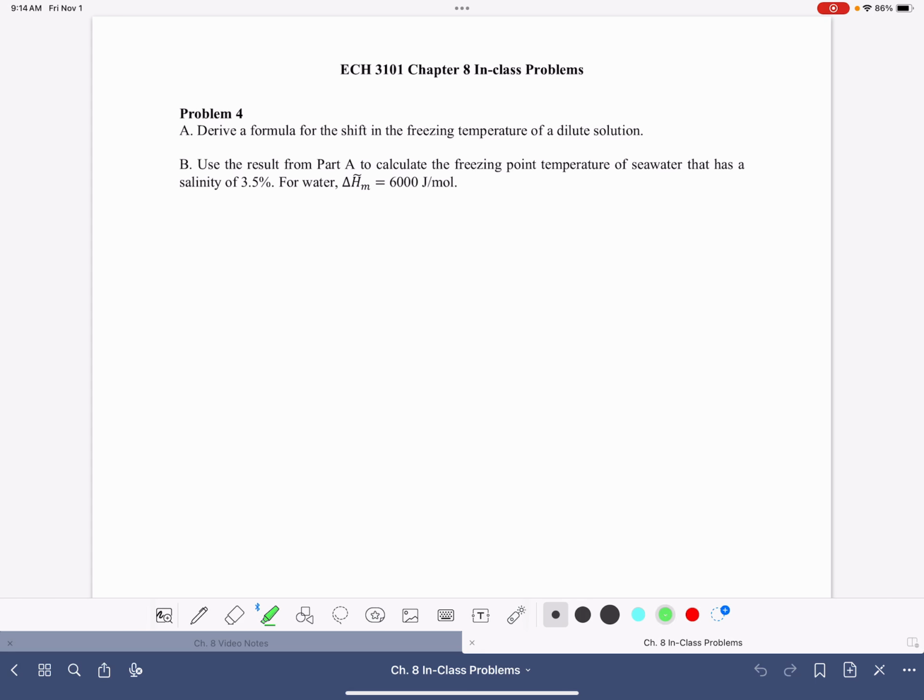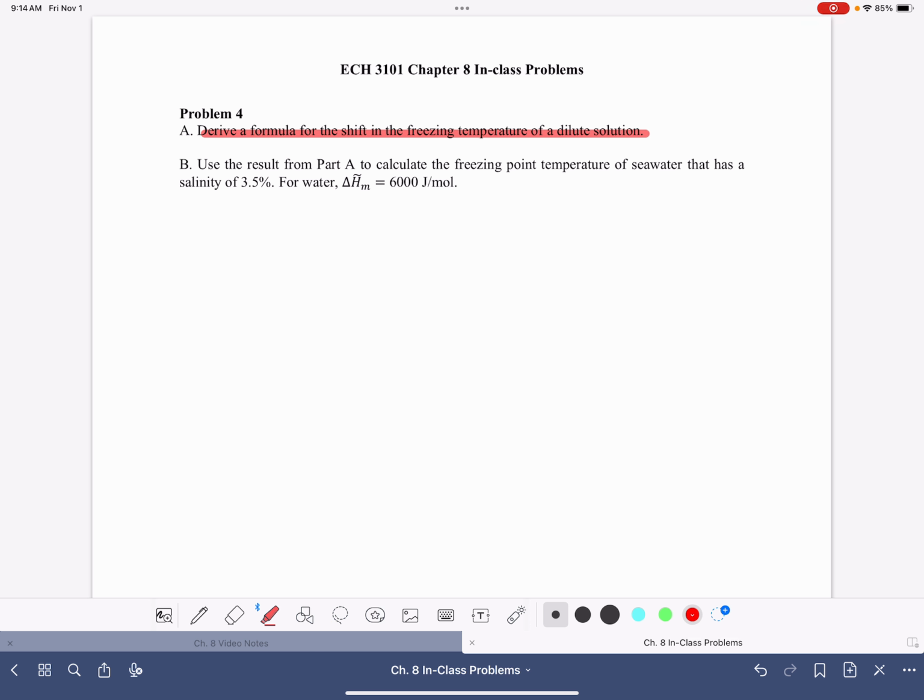In this problem, we are going to use the chemical potential framework to derive a model to describe a colligative property. Specifically, we want to derive a formula to describe the shift in freezing temperature of a dilute solution. You can imagine you have water that has some amount of salt in it. That's what we want to do in part A.